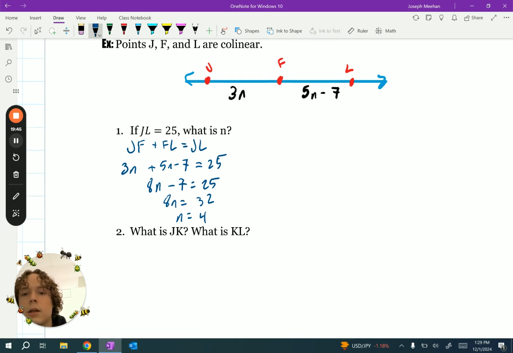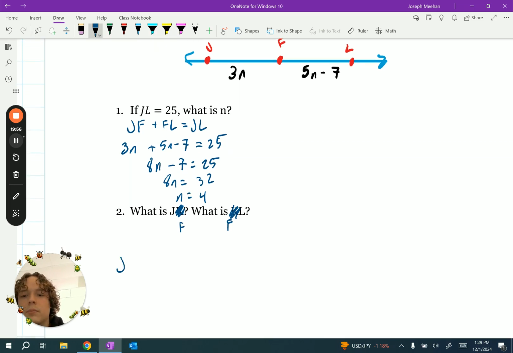What about JK and KL? That shouldn't say JK, should it? Instead of the K, what should it say? It should say JF and FL. That's what it should say. So what is JF? In order to figure that out, we just found out what N was, so let's plug in our 4 into both of these smaller equations here.